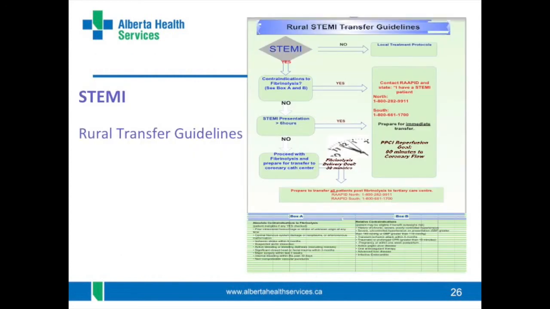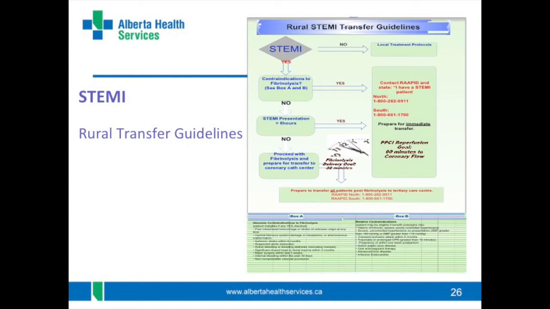So this is an important slide that I think endorses what to do in the rural setting for an ST elevation MI. And in the rural setting, as we all know, it's going to be really hard to get a patient in a timely fashion for primary PCI. And that's why these order sets really do endorse, if at all possible, a fibrinolytic strategy if you can't get your patient to the cath lab in a timely manner.